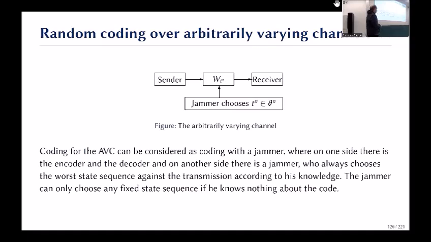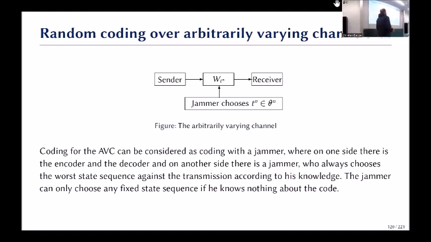So you have a sender and a receiver, and perhaps you have a jammer. And the jammer can do the following. He cannot cut the whole line, but he can influence the channel so that it changes. Every time you send a symbol over the channel, he can choose another channel in a set, and every time the channel is changed. This is called an arbitrary varying channel.